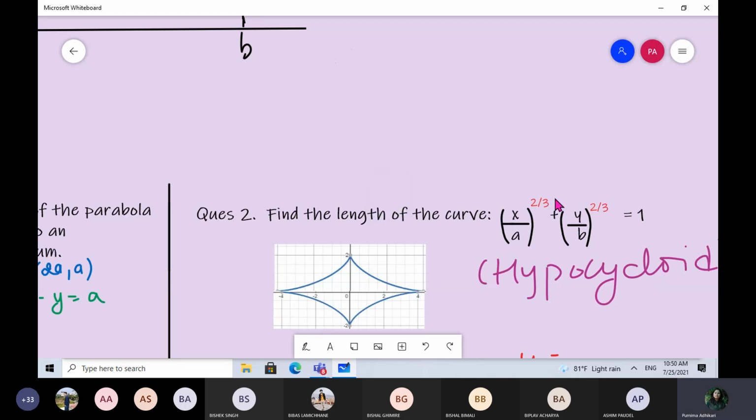Okay, so this looks somehow similar to asteroid, but not exactly asteroid, because here a and b are two different values, isn't it. So what is the difference between asteroid and hypocycloid? What do you think?